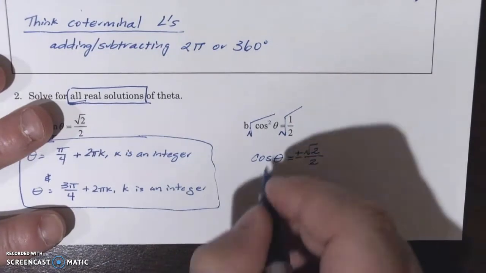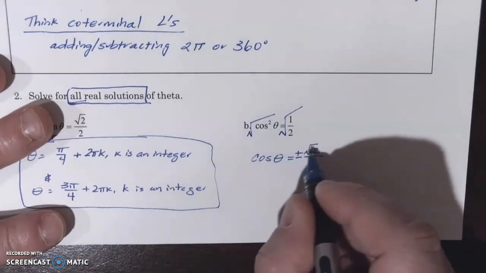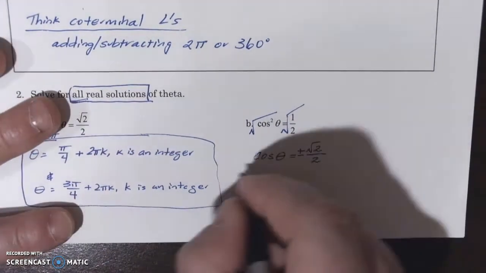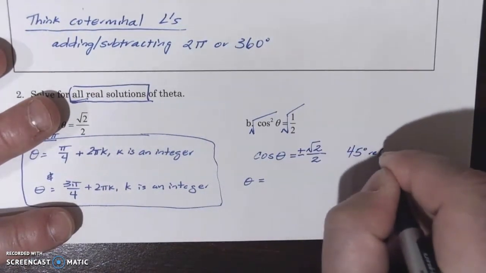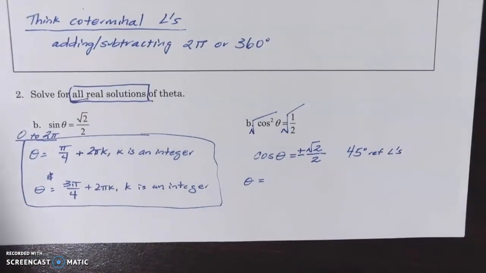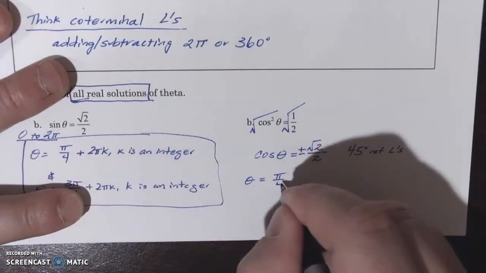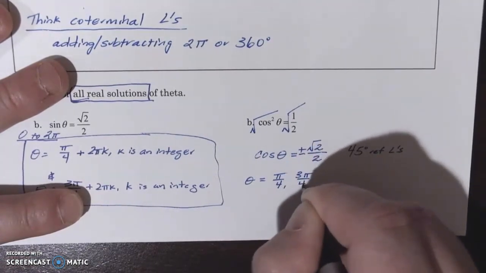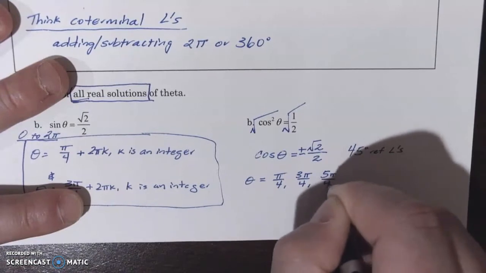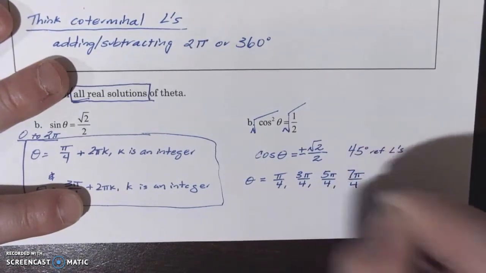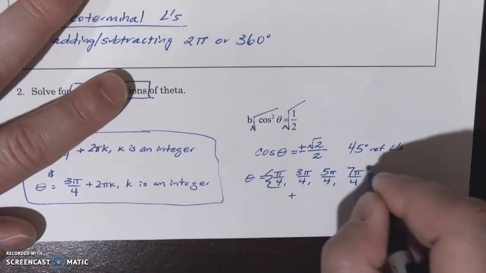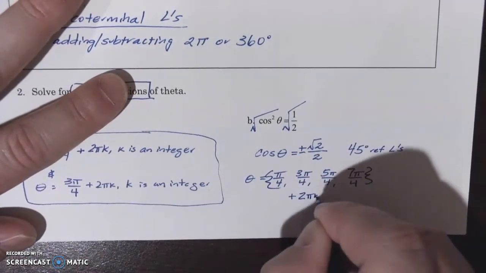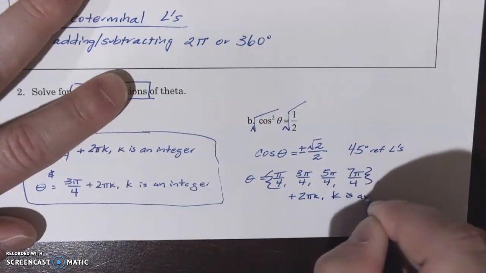All right, so if we want to think of the angles where cosine is either positive or negative root 2 over 2, we're actually going to have 4 of them. They're going to happen at 45-degree reference angles. Okay? We're going to be at pi over 4, at 3 pi over 4, at 5 pi over 4, and at 7 pi over 4. But they have asked us for all real solutions to theta. All of these plus 2 pi k, where k is an integer.